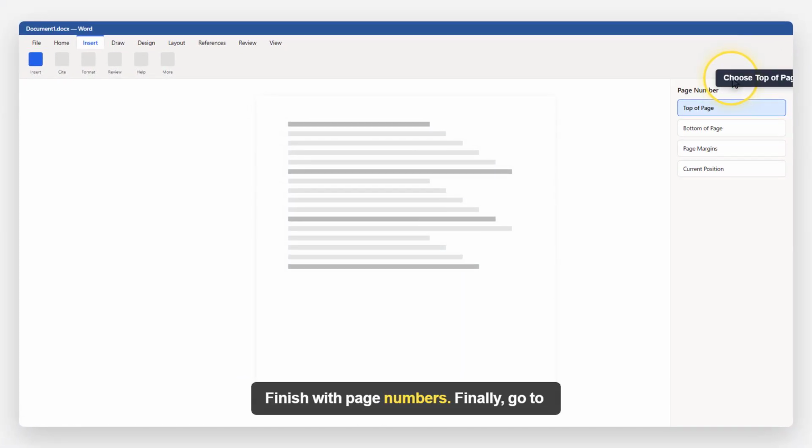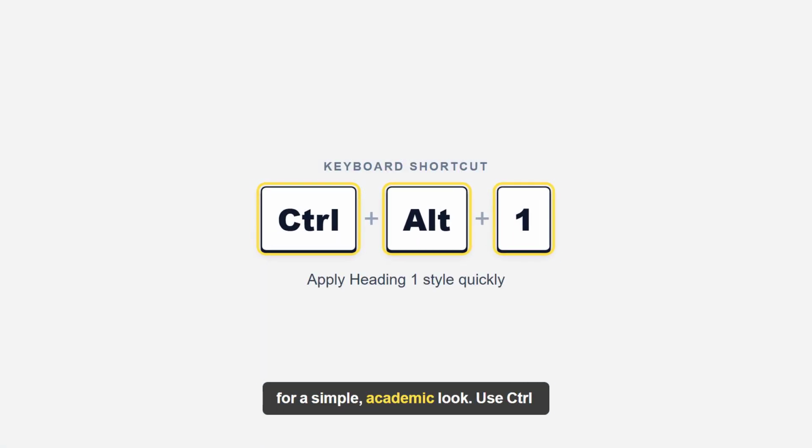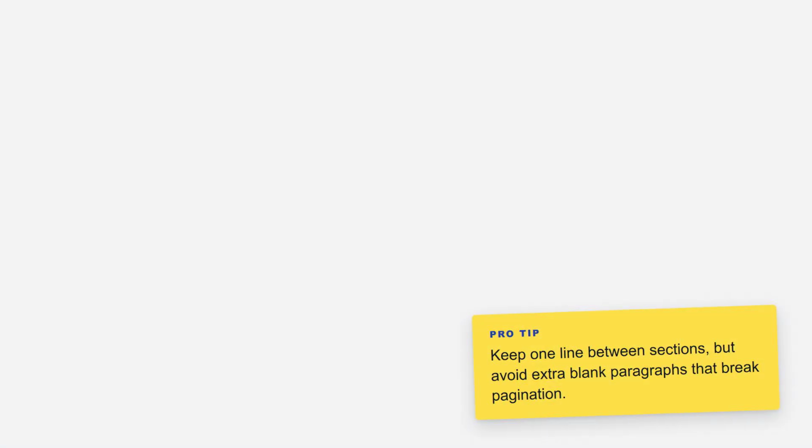Finish with page numbers. Finally, go to Insert, then Page Number, and pick Top of Page for a simple academic look. Use Ctrl-Alt-1 for Heading 1 and Ctrl-Alt-2 for Heading 2.